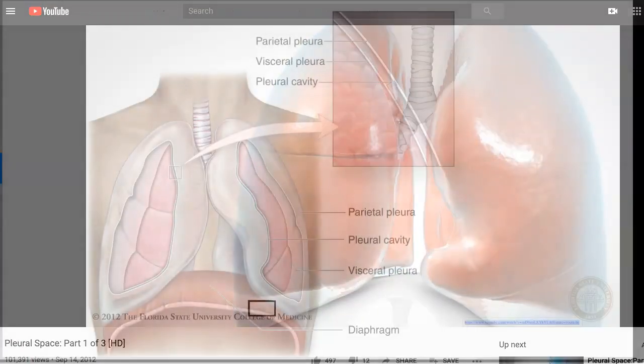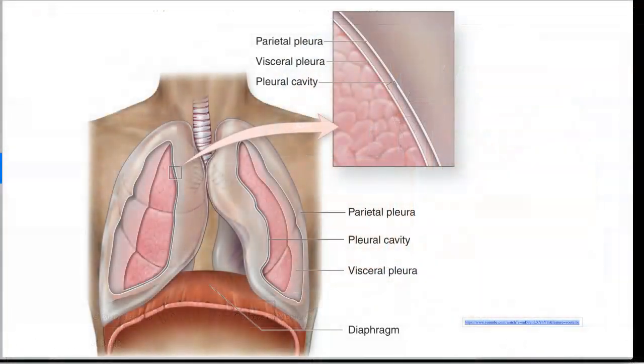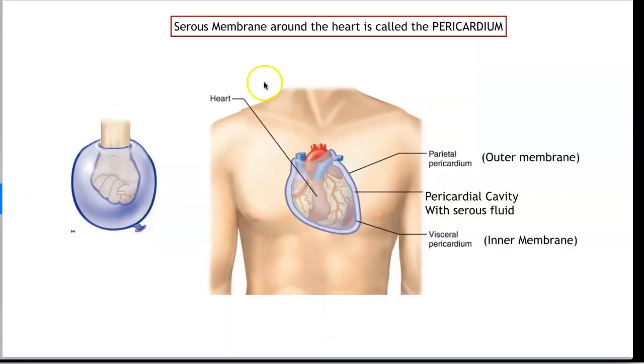Well, I hope that video helped you visualize what these serous membranes are a little bit better, especially with the lung. Now we're going to go on to the serous membranes of the heart. Now, the serous membrane around the heart is called the pericardium. You know this word. Peri means around. Cardi means heart. The ending tells us it's a noun. So the pericardium is the serous membrane around the heart. It's basically just like the lung.